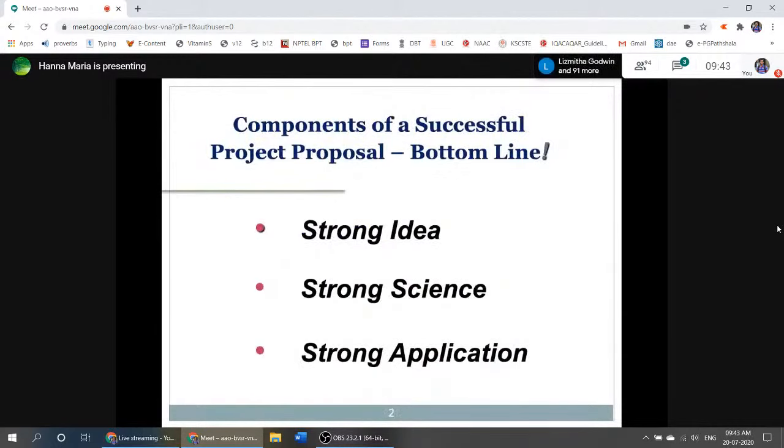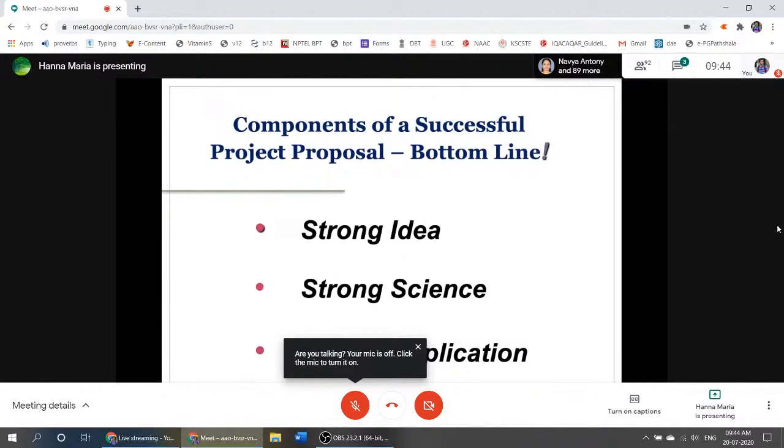The main component of a winning project proposal is a strong idea, strong science, strong application. If your idea is not good, if your science is not strong, you will not get funding. Nowadays, our Prime Minister is always asking for applications with companies. You also have to show the end-use application of this research proposal. So these three points have to be made very strong: a strong idea, strong science, and strong application.